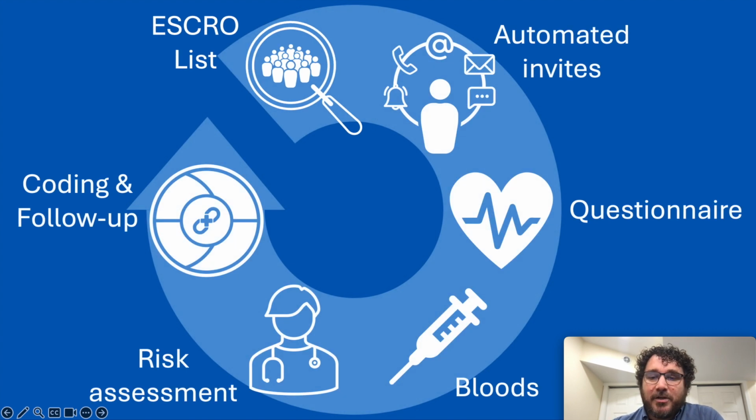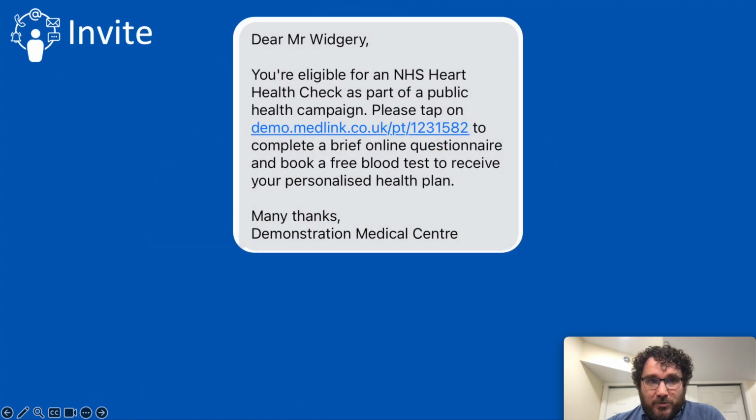Once that setup is done, we run the service in the background for you automatically. First of all, we send out invites. We send out those invites to patients using the data we pull out of Vision, either an email address or a mobile phone number. The majority of patients will be receiving a text message invite, which will contain a link that they just tap on to load directly into the questionnaire.